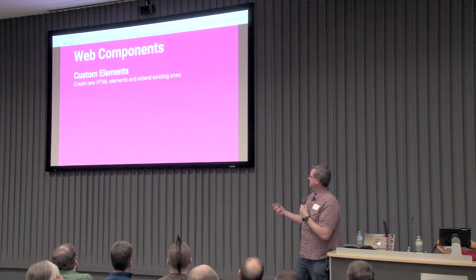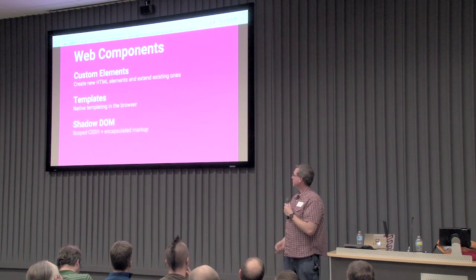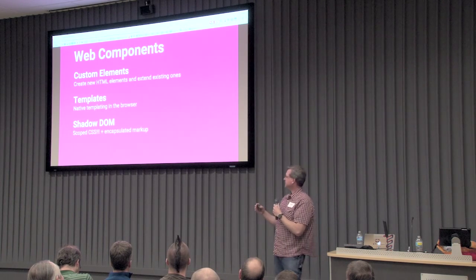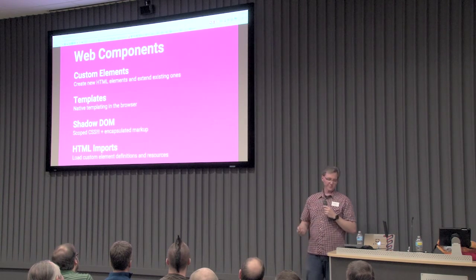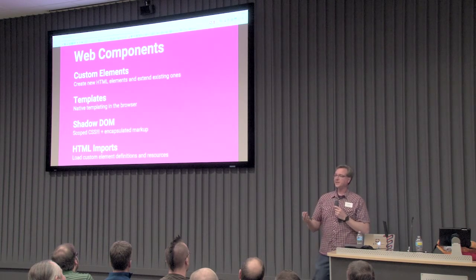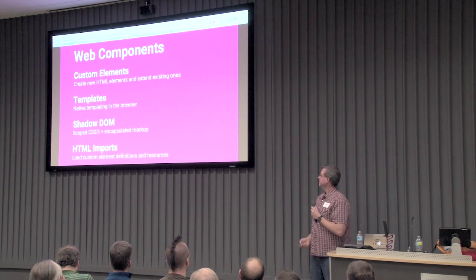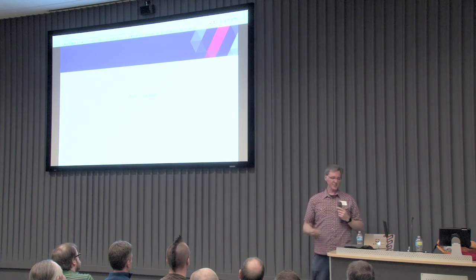So again, web components, there's 4 parts. There's custom elements, the templates, the shadow DOM, which scopes your CSS and encapsulates the markup, and your HTML imports. So those are the 4 key aspects that make web components possible. All right, so got it? All right, so now what?